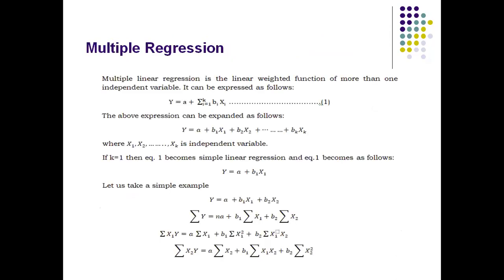Now, what is multiple regression? This is the simple equation: y is equal to a plus b1 x1 plus b2 x2 up to bk xk. So x1, x2, x3, up to xk are the independent variables. For the sake of simplicity, if I consider k is equal to 1, then multiple regression will become simple linear regression, that is y equal to a plus b1 x1. So what I'm doing is considering a simple linear regression and multiple regression, that is y is equal to a plus b1 x1 plus b2 x2.